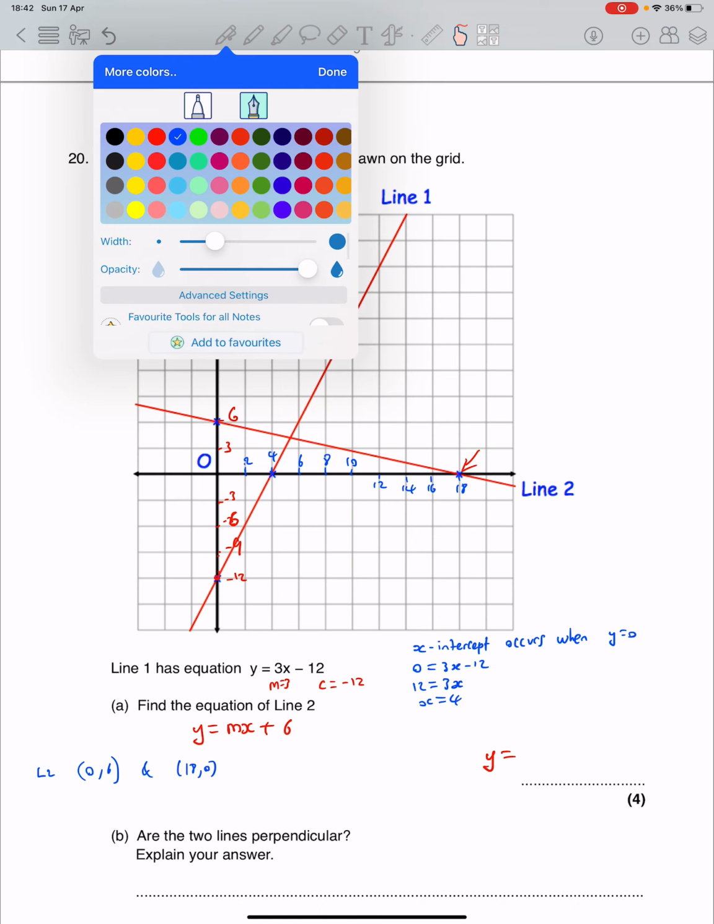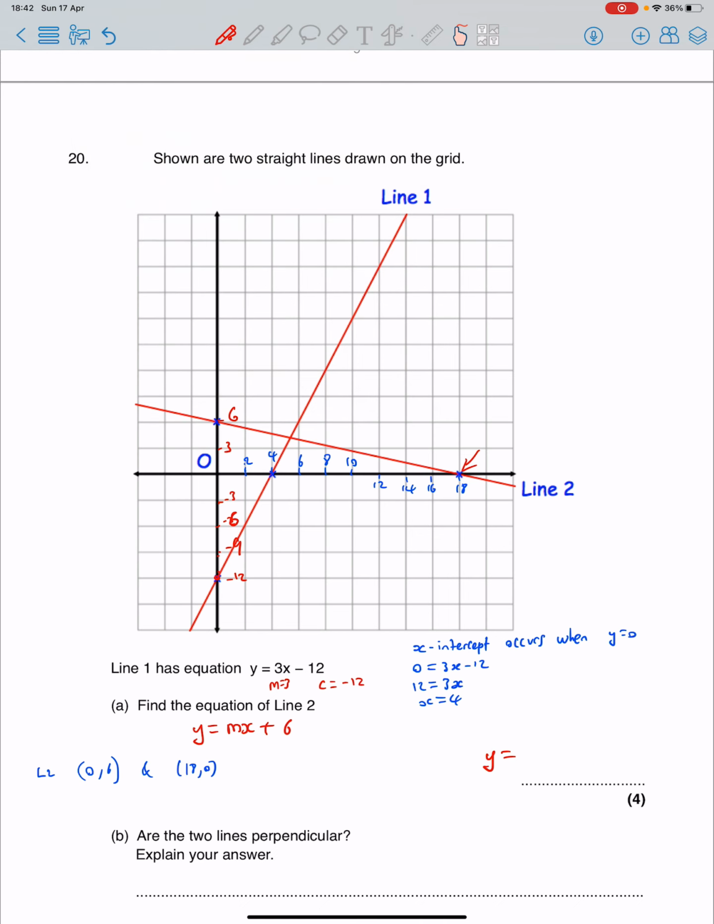And if we use our gradient formula, m equals y2 minus y1 over x2 minus x1, that's going to be equal to 0 minus 6 over 18 minus 0, which is equal to minus a third. Okay, so we know that our gradient is minus a third. So our final equation is y equals minus a third x plus 6.